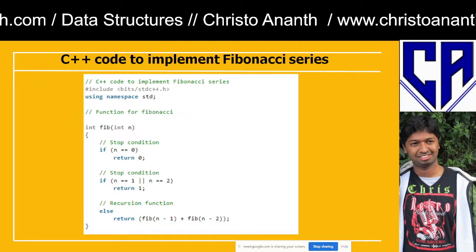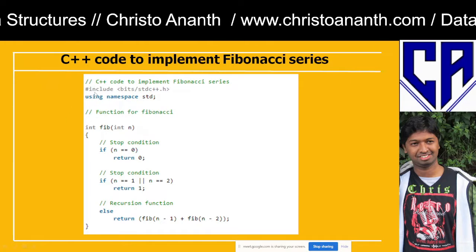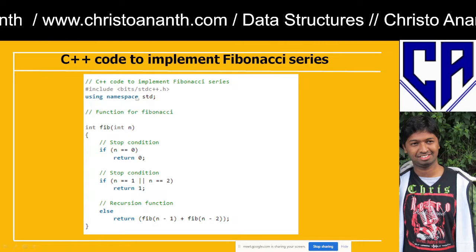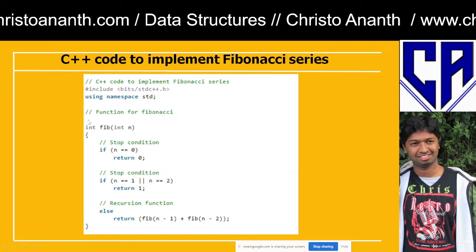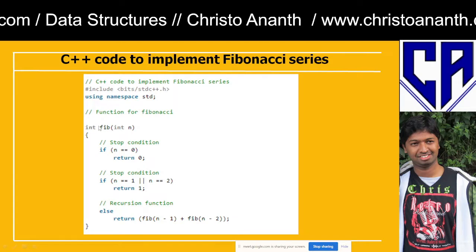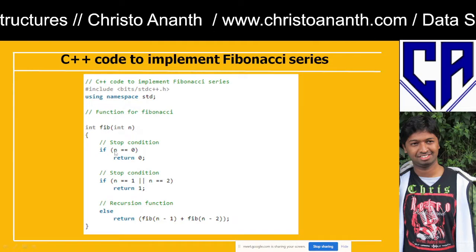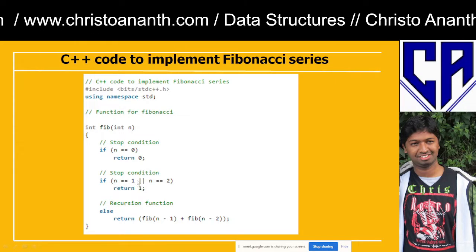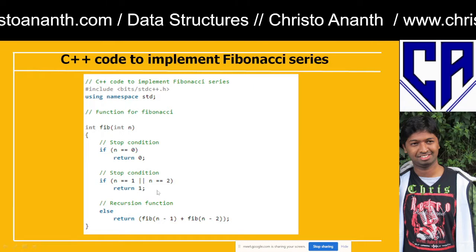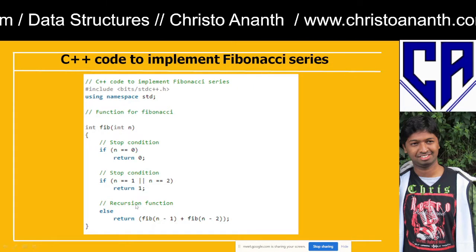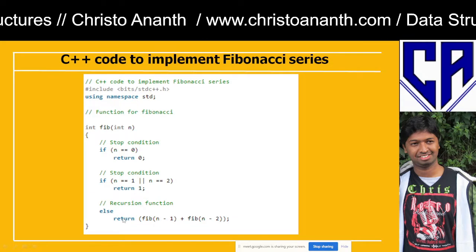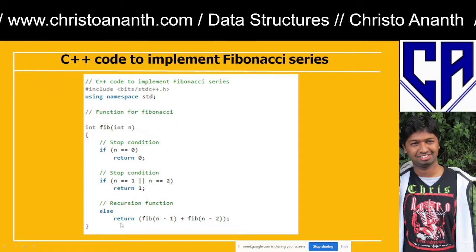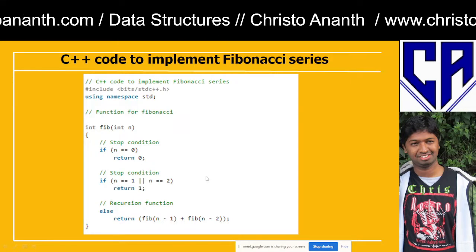This is a C++ code to implement the Fibonacci series. You have #include <bits/stdc++.h>, using namespace std, and then this is the function for Fibonacci, int fib(int n). If n equals 0, return 0, and if n equals 1 or n equals 2, you are going to return 1. Here you have the recursion: else return fib of n minus 1 plus fib of n minus 2. Then you close the brace.